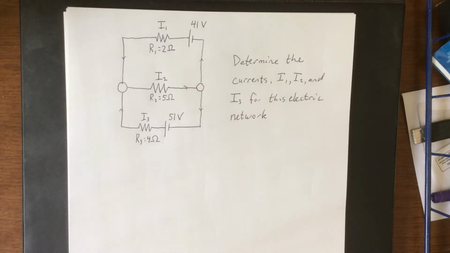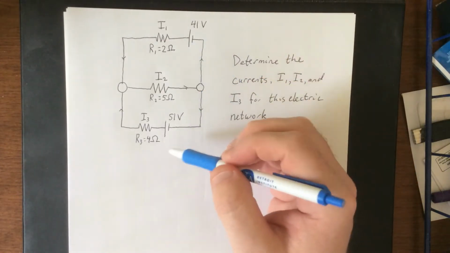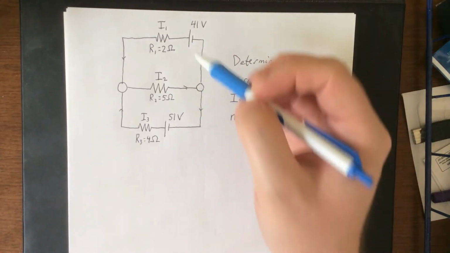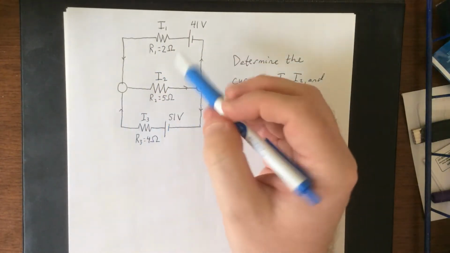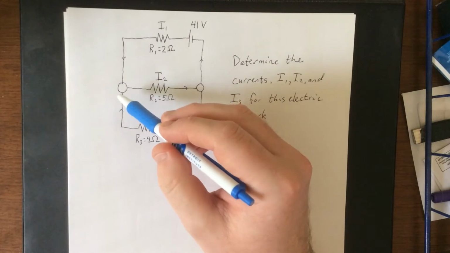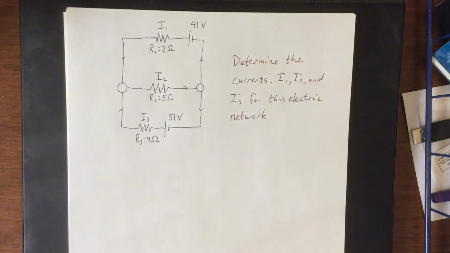In this example, we observe an electric network. And in this closed electric circuit, we have a couple of batteries, a 41 volt battery as well as a 51 volt battery, and we have several currents associated with these. At our junctions, these will be places where the currents will come together and travel through the same place or split off into two separate currents.